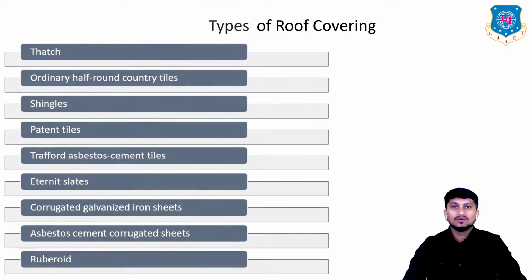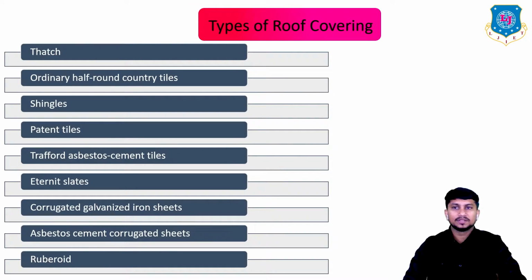Now let's see what the various types of roof covering are. First is thatch, second is ordinary half-round country tiles, third is shingles, fourth is pattern tiles, fifth is Thetford asbestos cement tiles, next is Eternit slates, then corrugated galvanized iron sheets, asbestos cement corrugated sheets, and rubberoid. These are the various types of roof covering available in the market. Let's see all these types of roof covering one by one.